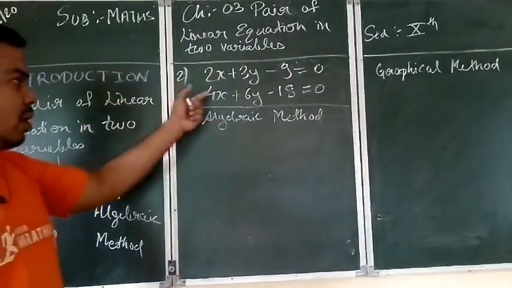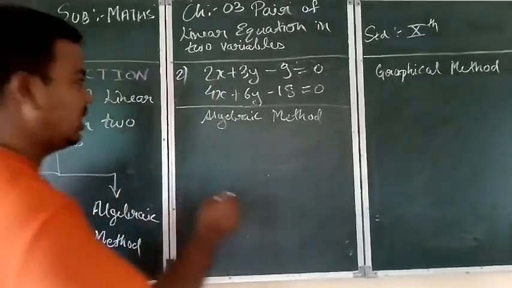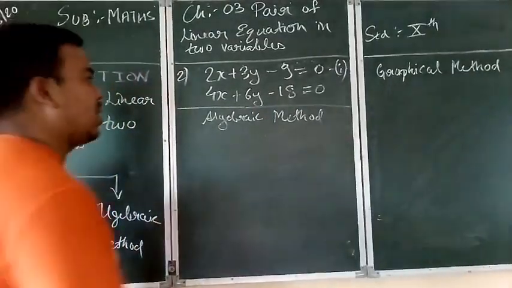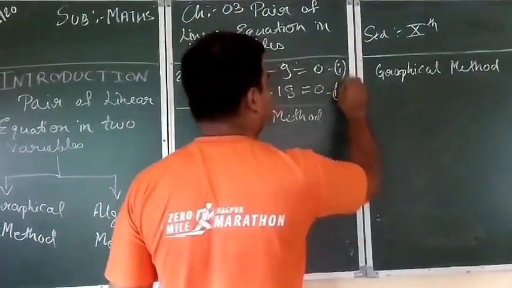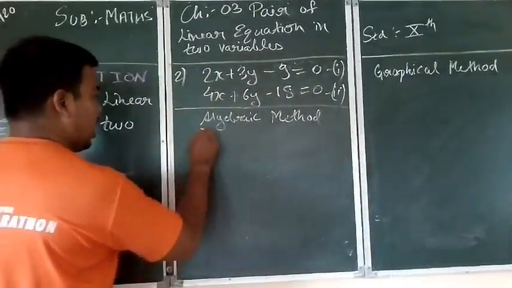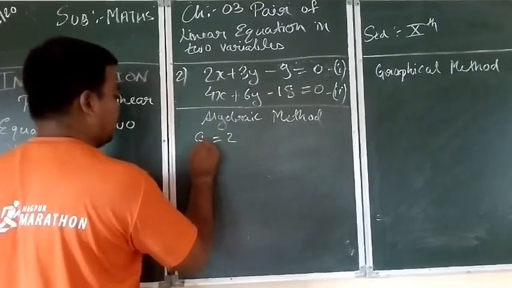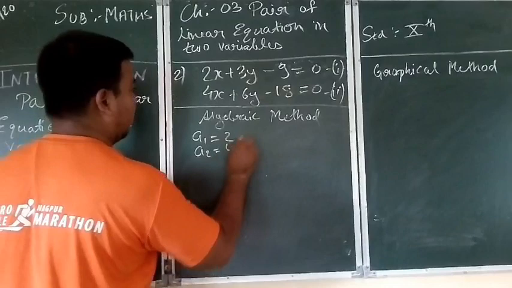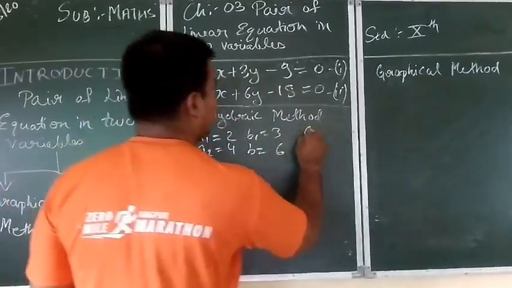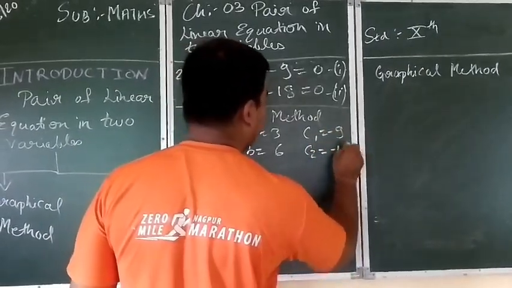Now we see one more pair of linear equations. 2x plus 3y minus 9 equal to 0 is the first equation, and 4x plus 6y minus 18 equal to 0 is the second equation. Now again we compare in the algebraic method. So A1 is equal to 2, A2 is equal to 4, B1 is equal to 3, B2 is equal to 6, C1 is equal to minus 9, and C2 is equal to minus 18.